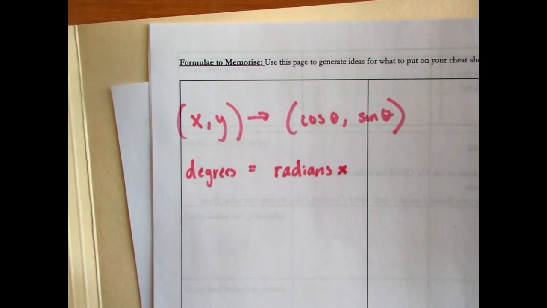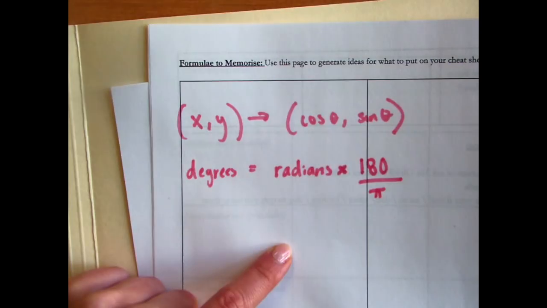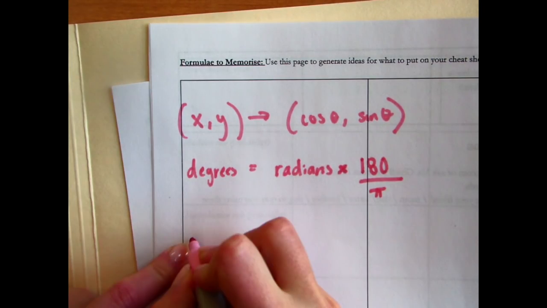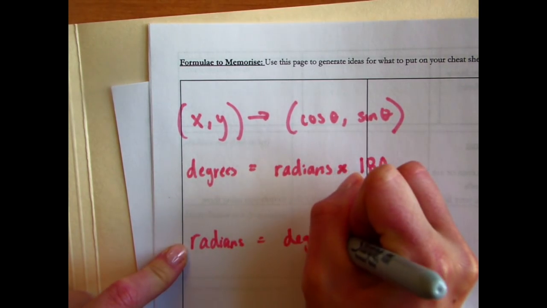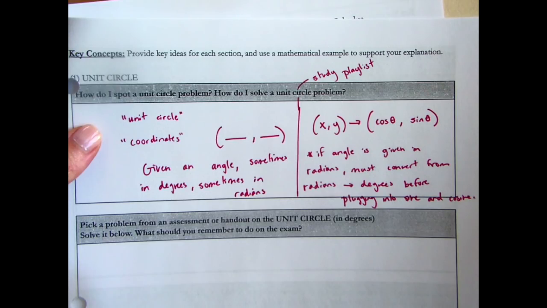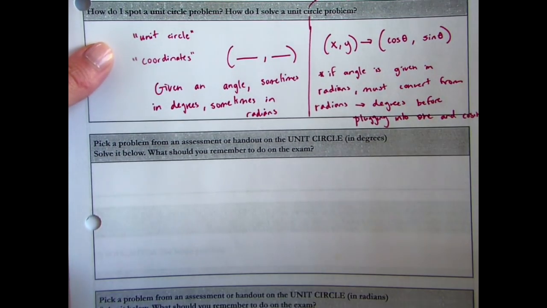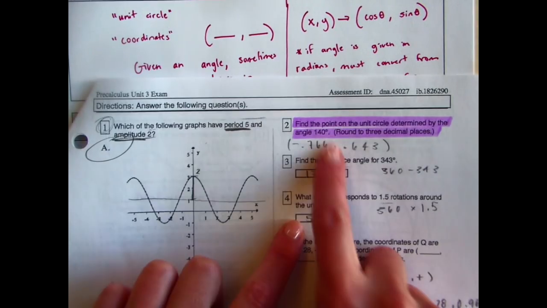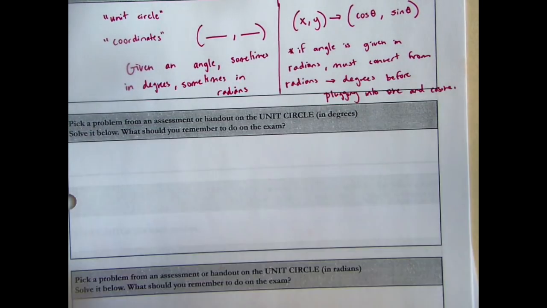Okay, I know I'm looking for an xy coordinate. I know the x-coordinate is going to correspond to the cosine of 140 degrees. The y-coordinate is going to correspond to the sine of 140 degrees. I'm going to plug these into my calculator and get negative 0.766, 0.643. So I'm going to separately plug in the cosine of 140 and then separately plug in the sine of 140 into my calculator. Okay, and then let's quickly pick a problem on the unit circle in radians and solve it below.